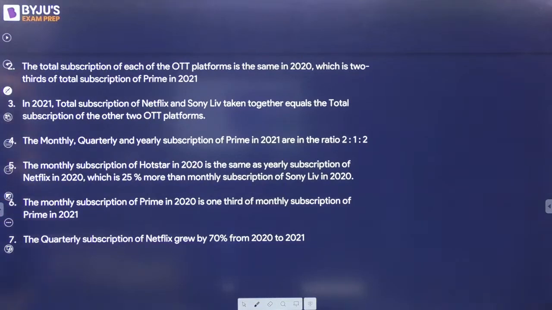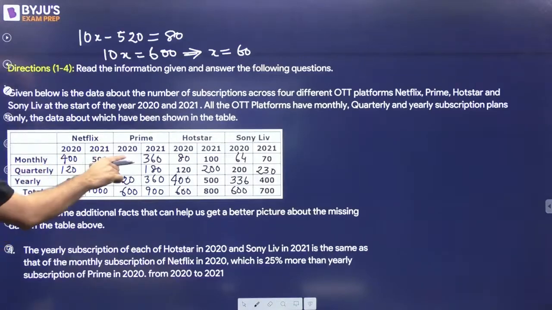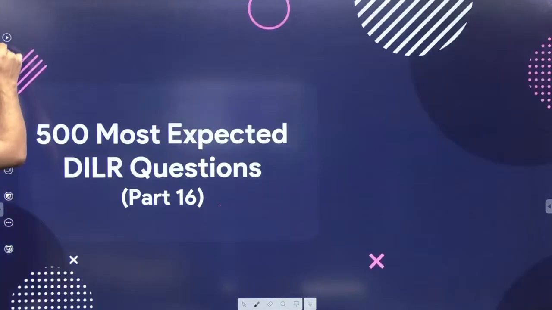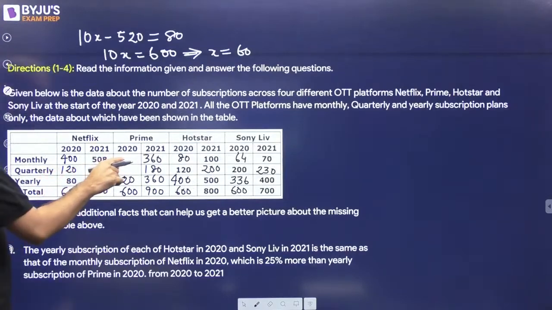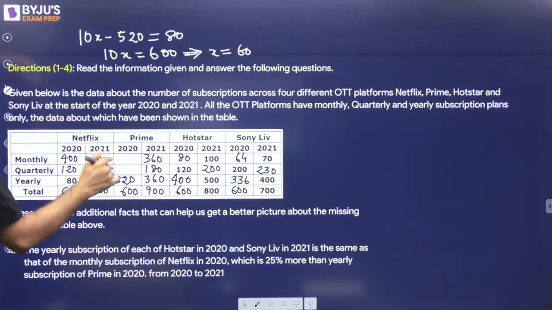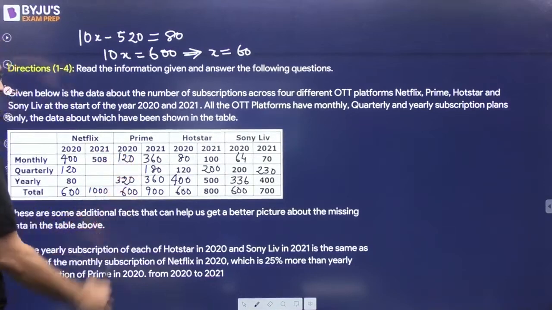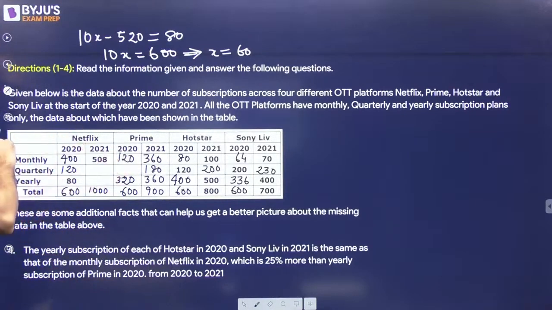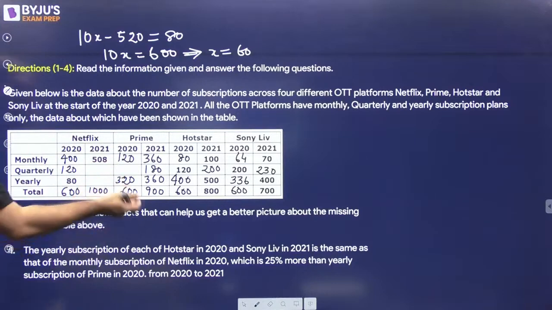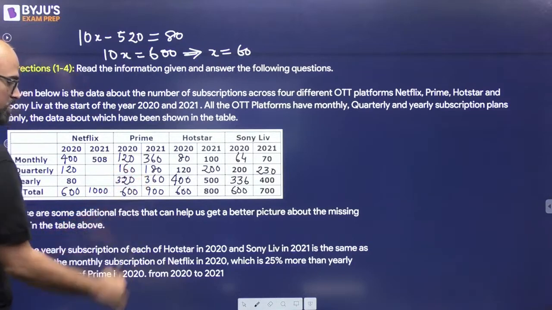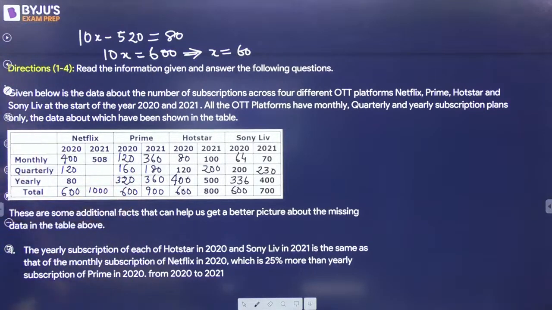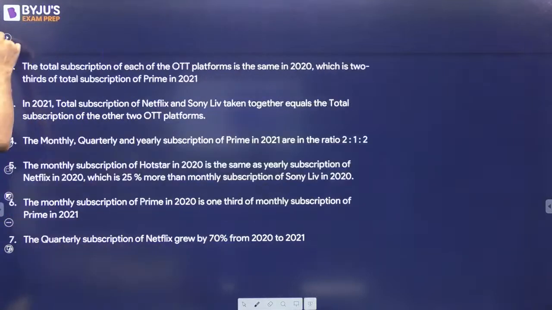The monthly subscription of Prime in 2020. So monthly subscription of Prime in 2020, this particular number is 1/3 of monthly subscription of Prime in 2021. So this is 1/3 of it. So this turns out to be 120. इसका 1/3 है Prime का ही, है ना? तो 120 plus 320 plus what is 600? So right now we have 440. So we will need another 160 to get an overall value of 600. There is one more column left.